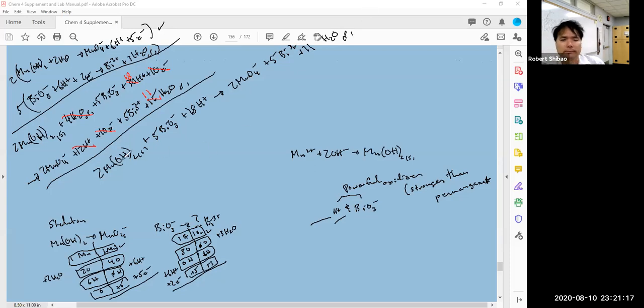Liquids. These are all aqueous. I didn't write aqueous though on the non-aqueous. I just write solid, liquid, gas, and the rest are aqueous.